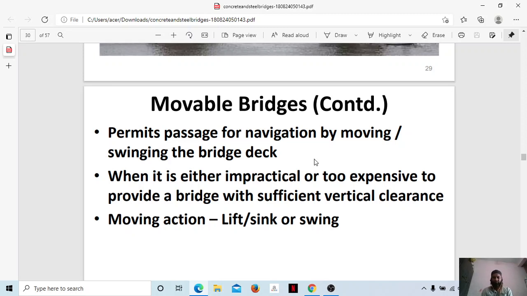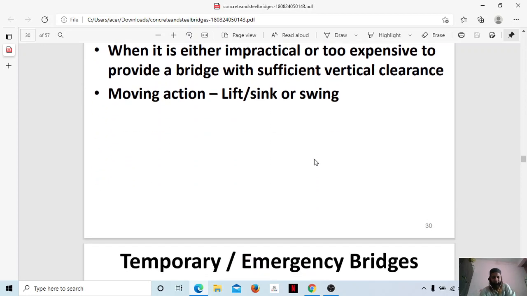So this is done when it is impractical or too expensive for the vehicles to cross over a long distance. At those places where there is a lot of navigation activity as well as road activity, these types of movable bridges are constructed. The moving action can be lift, sink or swing, depending on whether it sinks or moves up and down.